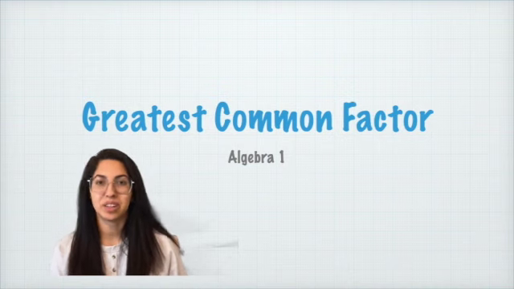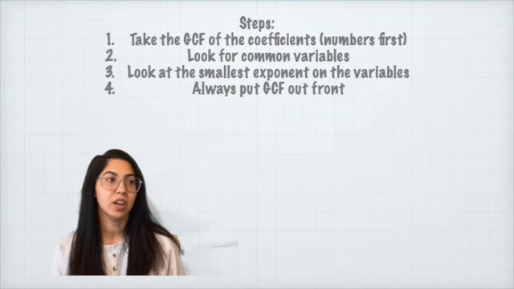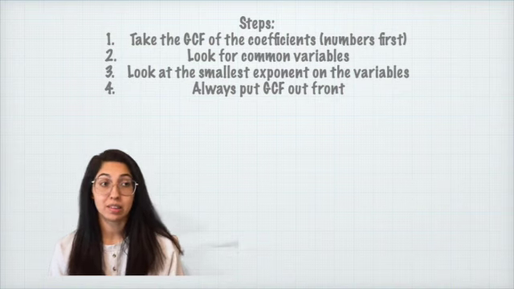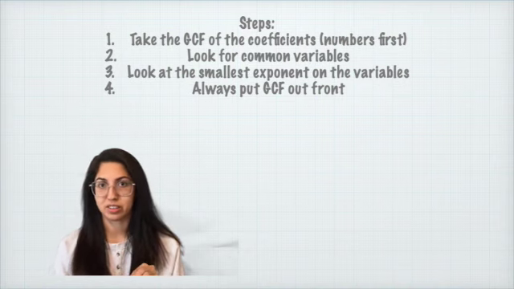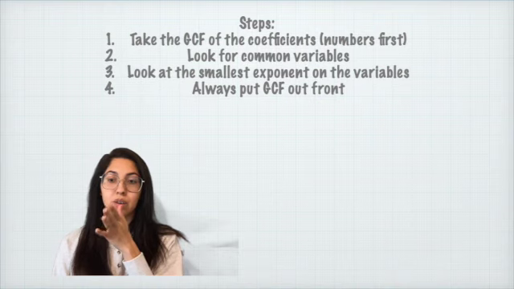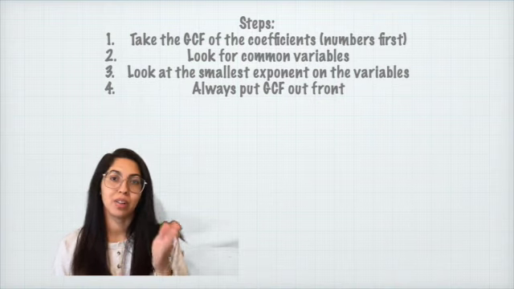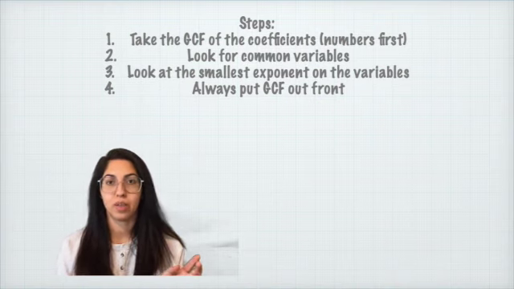Okay, so greatest common factor or GCF. Here are your steps. I would definitely pause the video and write these down. Take the GCF of the coefficients or numbers first. Look for a common variable between all the terms. Remember, terms are separated by addition or subtraction signs. So you're looking for a number or letter that fits into all of them.